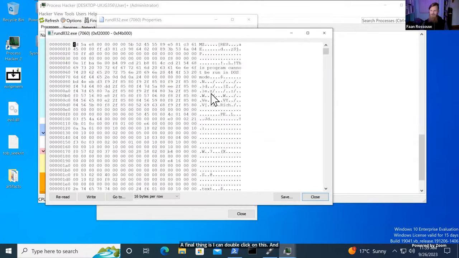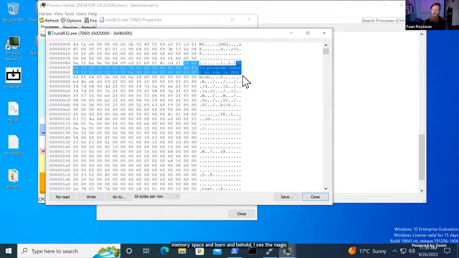A final thing is I can double click on this and it'll open that and we can actually read the contents of that memory space. And lo and behold, I see the magic bytes, MZ, and I also see the vestigial string, "This program cannot be run in DOS mode." So this indicates to me pretty clearly that what we're dealing with here is a PE file.